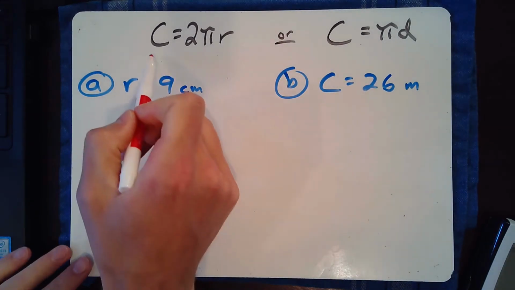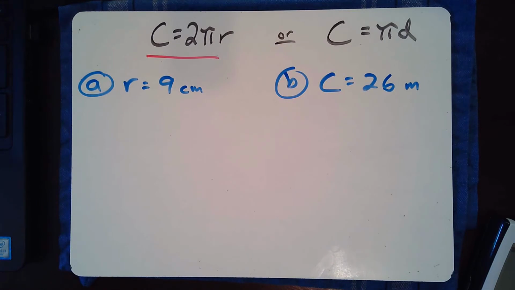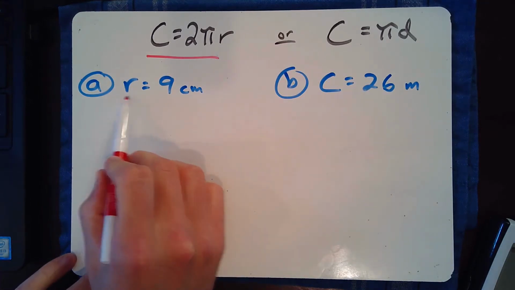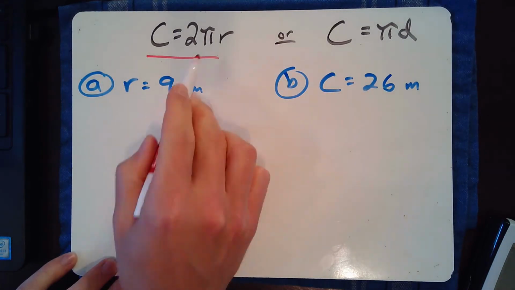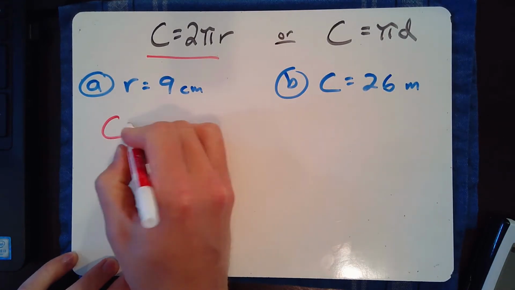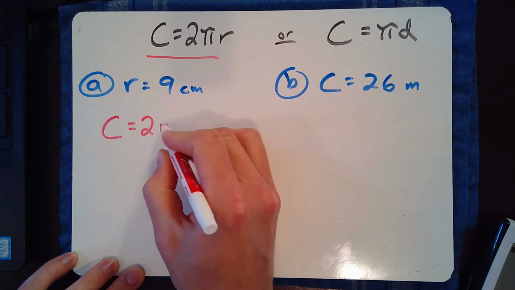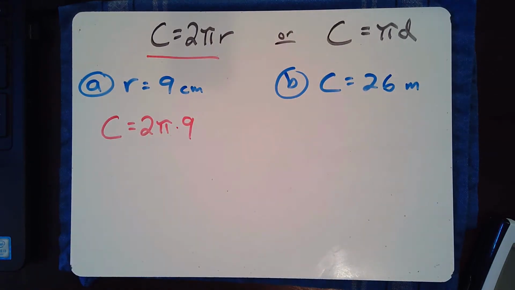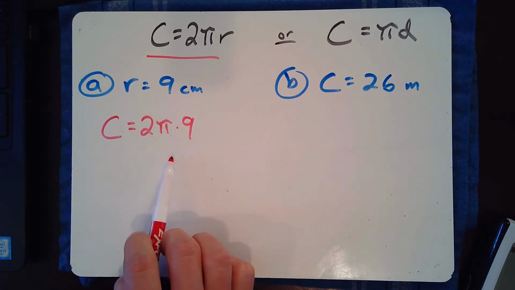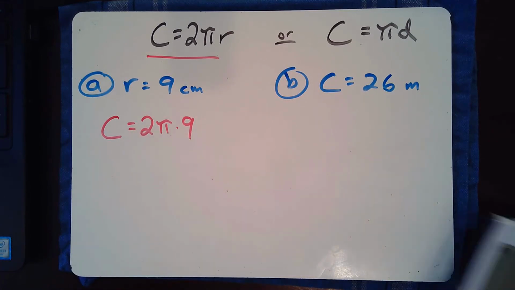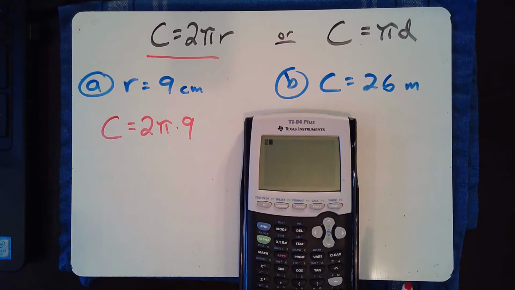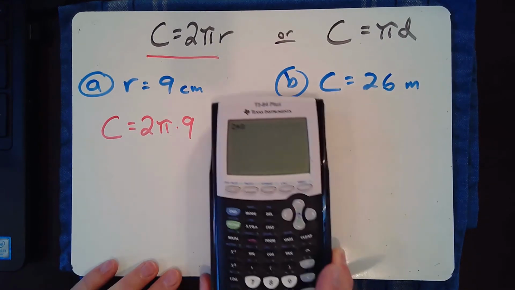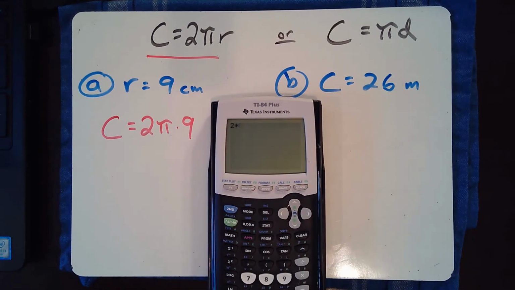I tend to use 2 pi r, and in these cases, we want to use it because it's dealing with radius. So if we're given the radius is 9 centimeters, then we just plug it into our equation. Circumference equals 2 pi times the radius, which is 9. Now, I have all this together on one side of the equation, so you can just take your calculator and plug in 2 times, a big heads up, we don't want to use 3.14 as pi.